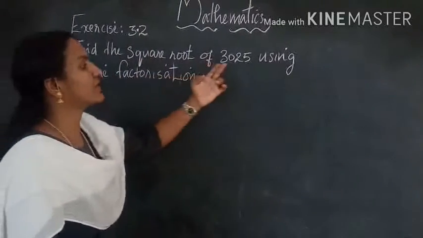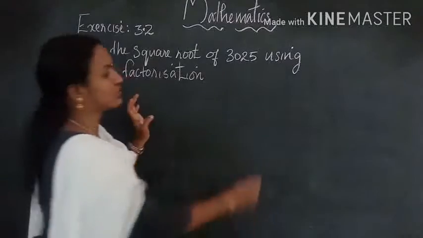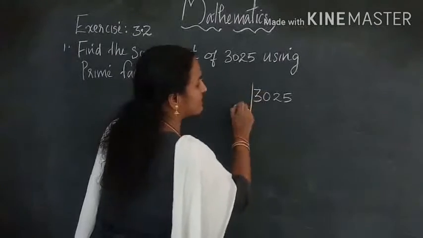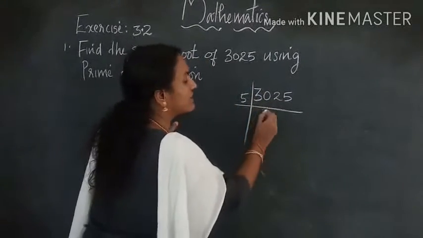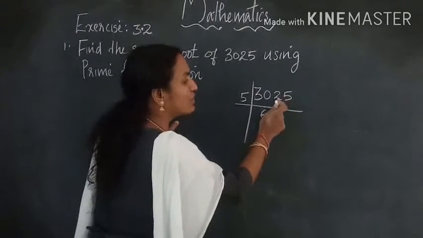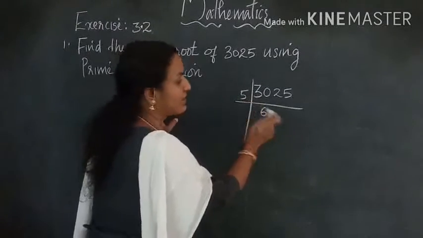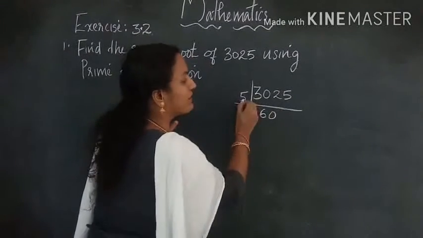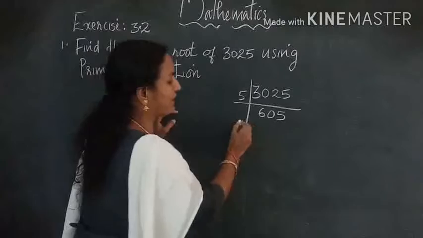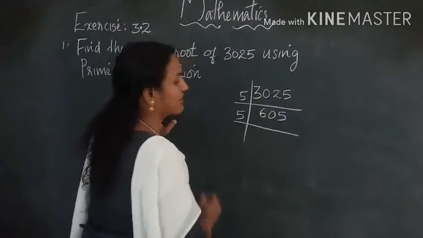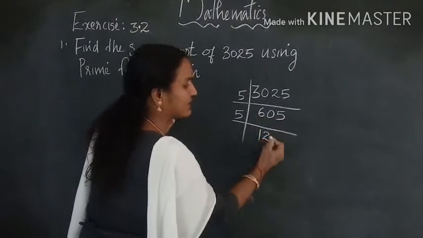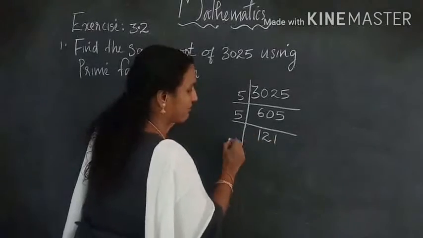Find the square root of 3025 using prime factorization. 3025 number ends with 5. So starting from 30, 6 5s are 30. The next one is 2. Here 2 is not possible to divide with 5, so we will put 0. Then 25. 5 5s are 25. Then again 5, 1 5 is 5. Then balance 10, 2 5s are 10. Then 1 5 is 5.